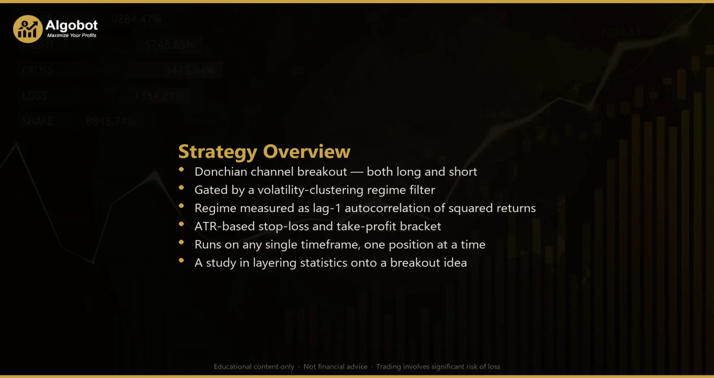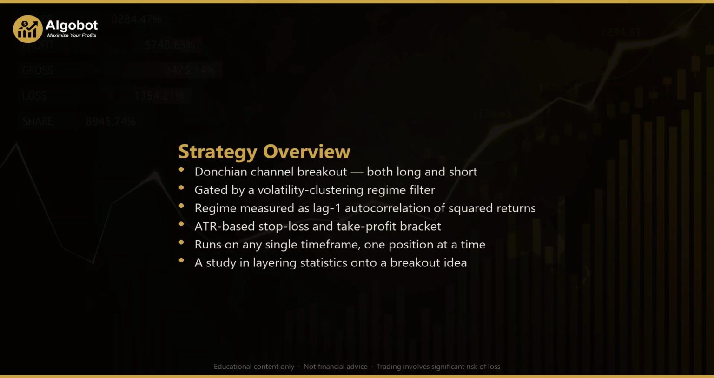This strategy tries to address that by adding a regime filter based on one of the most robust facts in financial markets, volatility clustering. This is the observation that large price moves tend to be followed by more large moves, and quiet periods tend to stay quiet. Statisticians call this the ARCH effect, and it shows up as positive correlation in the squared returns of price, even when the raw direction of price looks close to unpredictable.